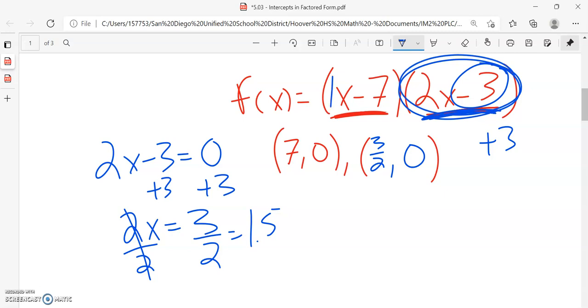When there's just a 1 in front of our x, there's no need to divide, like we did over here, at the very end. You simply move the 7 over, and that's what x equals. So it's not always just the second number's opposite. Just want to let you guys know that, because we're going to do some problems like that later on in the unit.